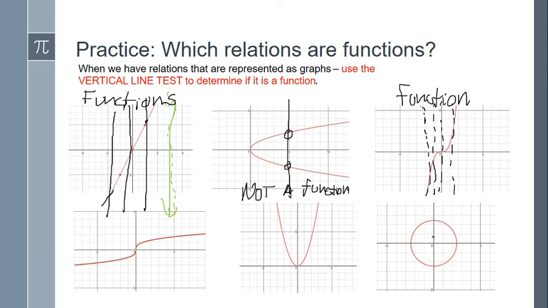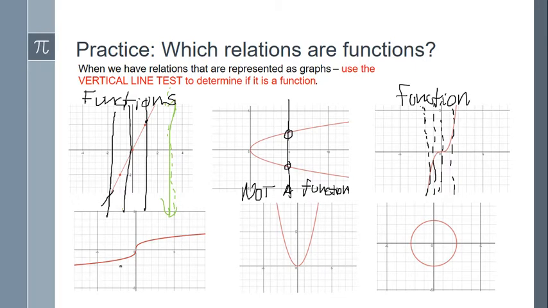All right, so take a moment to pause the video and see if you can determine which of these bottom three graphs are functions and which isn't a function, by utilizing the vertical line test. You can imagine drawing those lines in your head and see if it touches them just once or more than once.